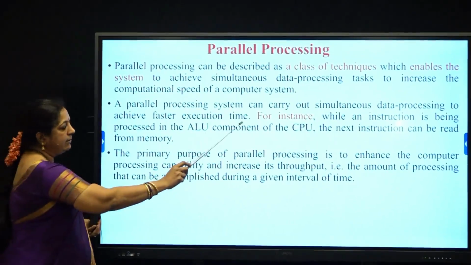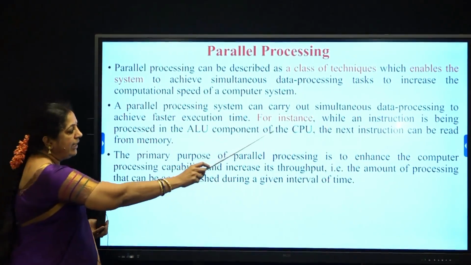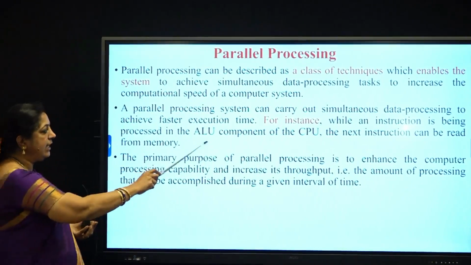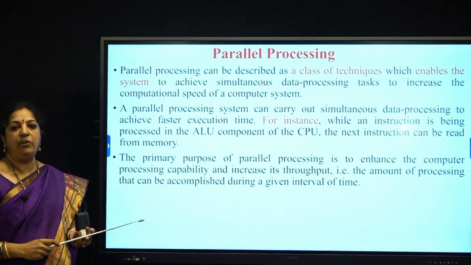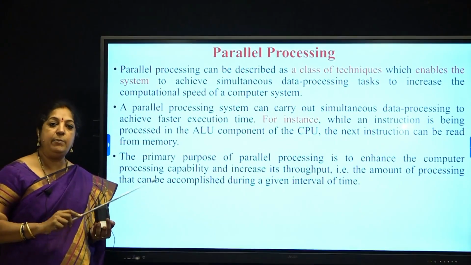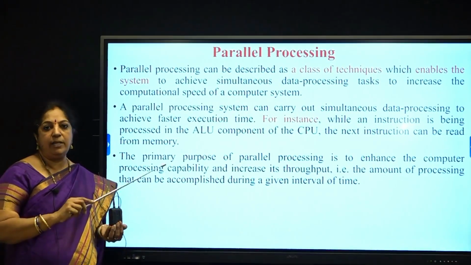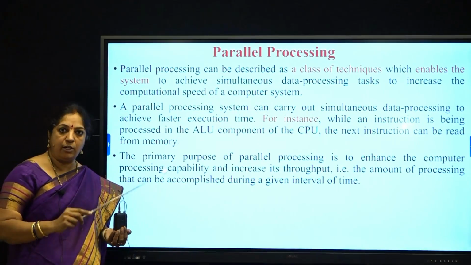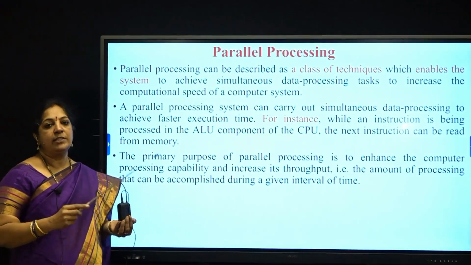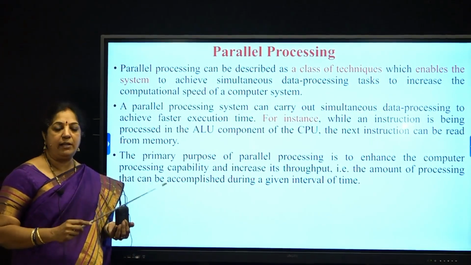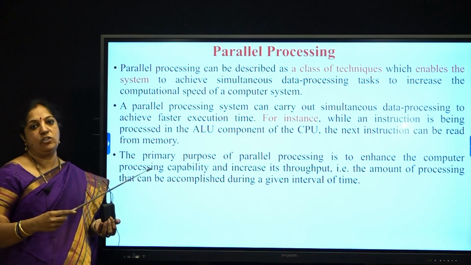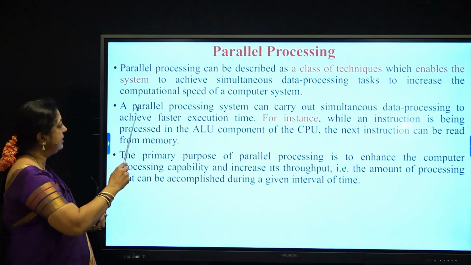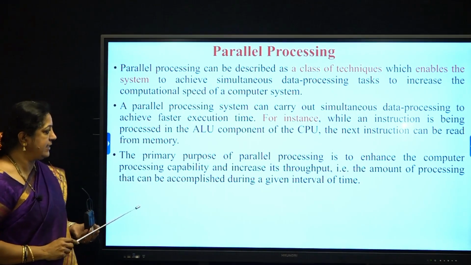For instance, when an instruction is being processed in the ALU component of the CPU, the next instruction can be read from the memory, because these two are independent instructions. They are not dependent on each other, so they can also be performed in parallel. If we execute such instructions in parallel, we can speed up the execution time. For that reason we are using this parallel processing system.